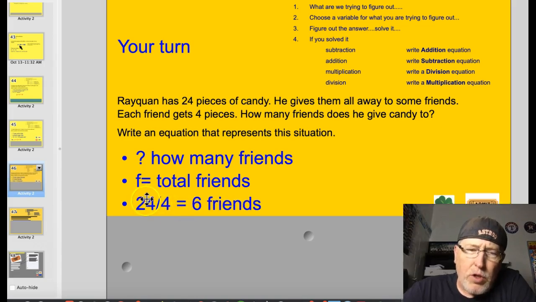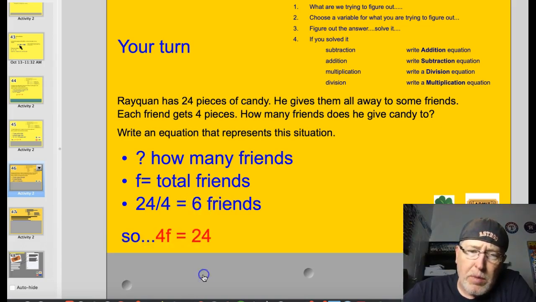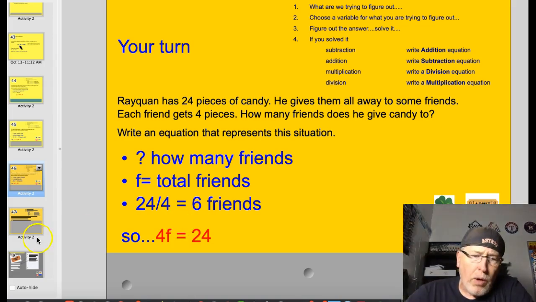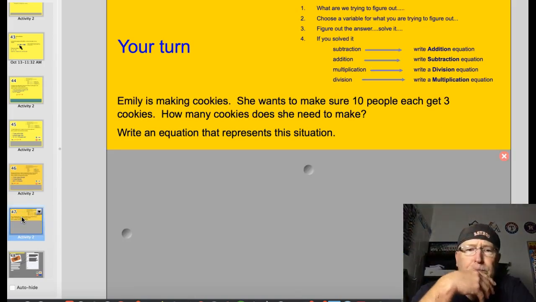And let's solve the dumb problem. Well, if you took 24 pieces of candy and each friend got 4, 24 divided by 4 would be a total of 6 friends. So let's put this together and see if this makes sense. 4 pieces of candy times the number of friends he has, or 6, equals 24. We solved with division, we write with multiplication. All right, let's try another one. Go ahead and pause the video and try this.